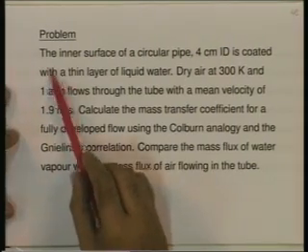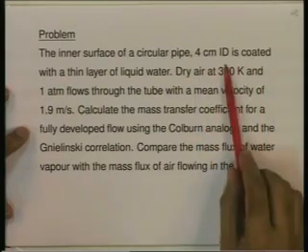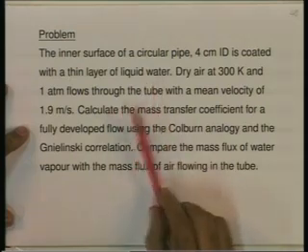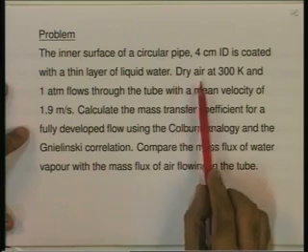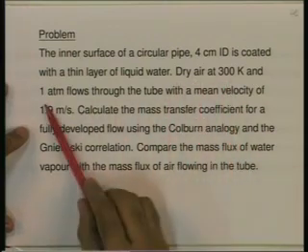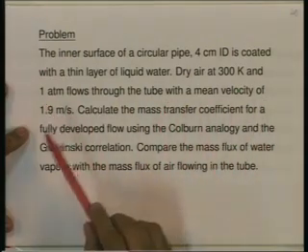The inner surface of a circular pipe, 4 centimeter ID, is coated with a thin layer of liquid water. Dry air, notice dry air, so initially containing no moisture, at 300 Kelvin and 1 atmosphere flows through the tube with a mean velocity of 1.9 meters per second.